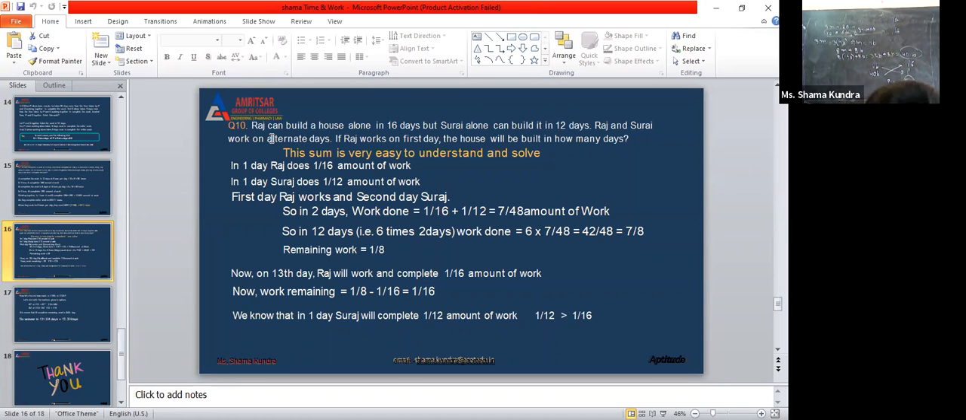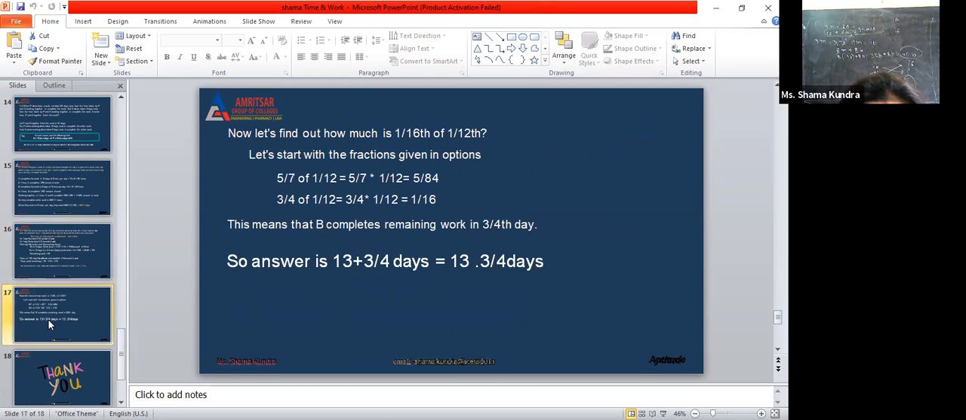Work done can never be greater than 1. Whenever we are building a house or painting something like that, we cannot quantify work, so we generally take the work done to be 1. So here work done cannot be greater than 1, and we cannot take 7 times. We have to take such a multiple which gives us work less than 1. So for 6 times, we get less than 1, that is 7 by 8.